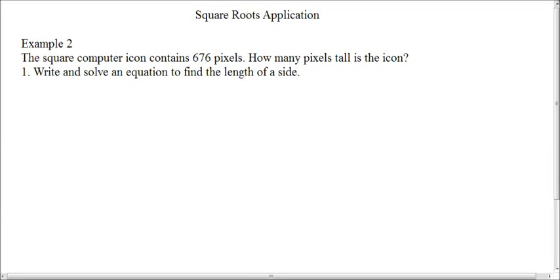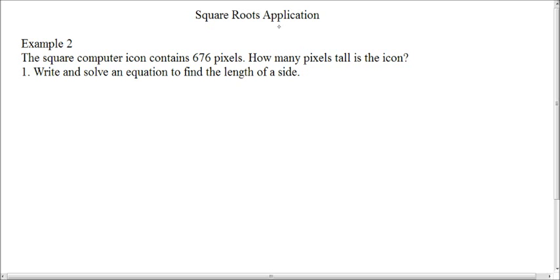Let's take a look at a square root application problem. The example says the square of a computer icon contains 676 pixels. How many pixels tall is this icon? So here we are asked to write and solve an equation to find the length of the side.